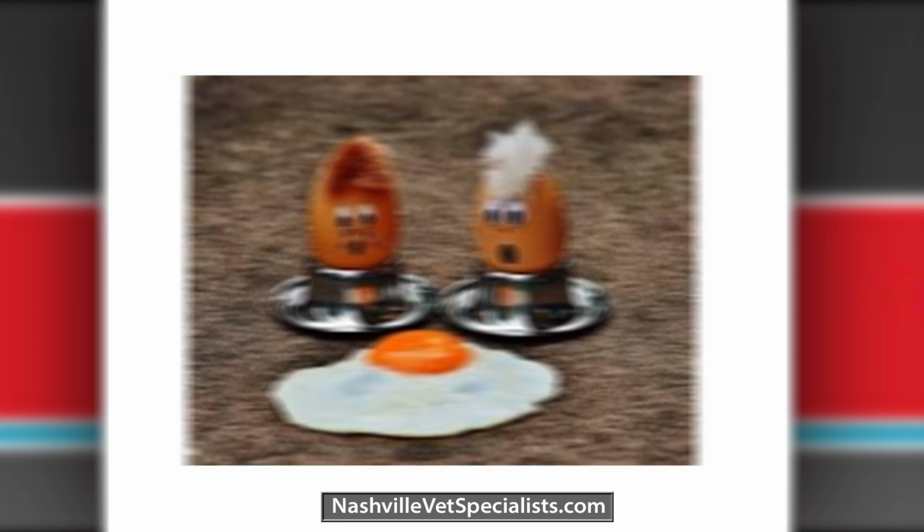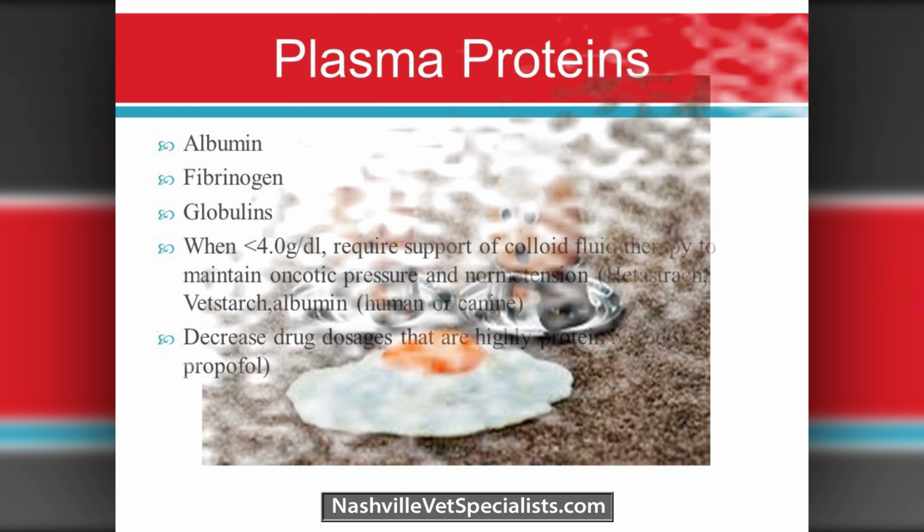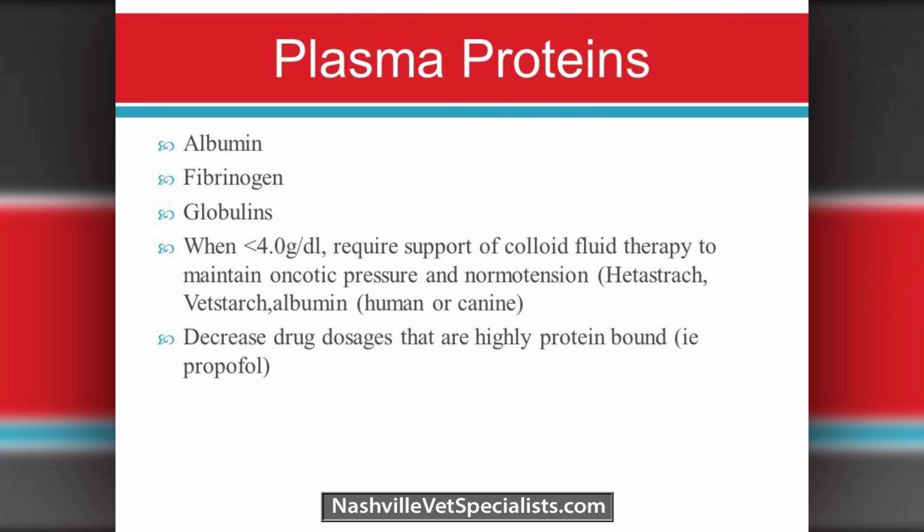Let's talk about plasma proteins now. Plasma proteins are albumin, fibrinogen, and globulins. Usually when you see the total solids or plasma proteins less than 4.0, you probably need some kind of support with colloid fluid to maintain oncotic pressure and normal tension. So we tend to use hetastarch.